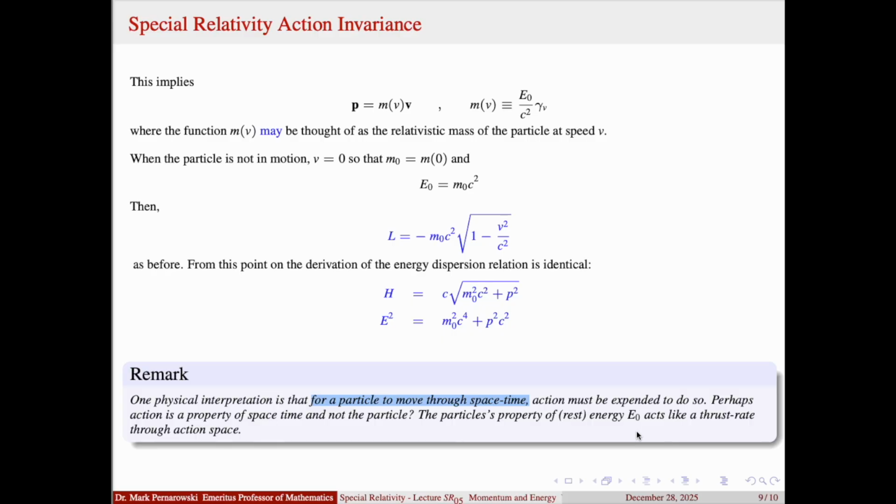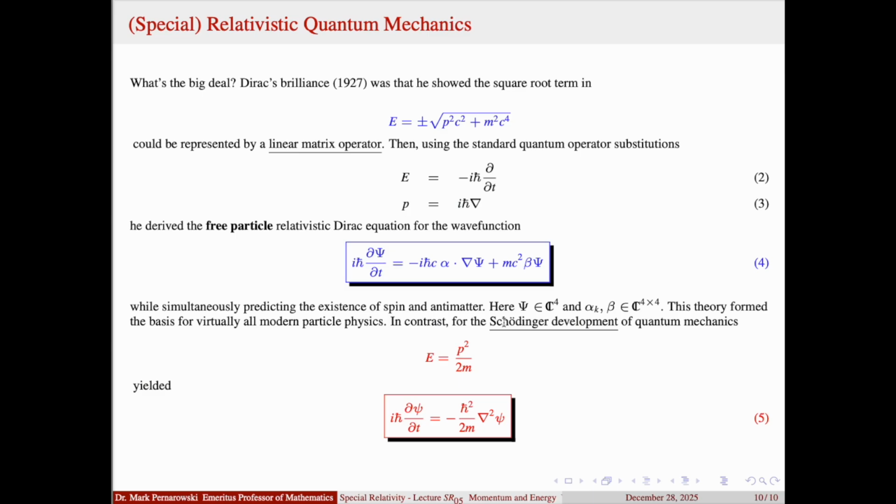But at the very end, I've stopped here in my development of special relativity with this energy dispersion relation. And this is a really big deal. This energy dispersion relation, this is more than just E equals mc squared. And the reason for that, I believe, is that it is absolutely paramount to the development of relativistic quantum mechanics.